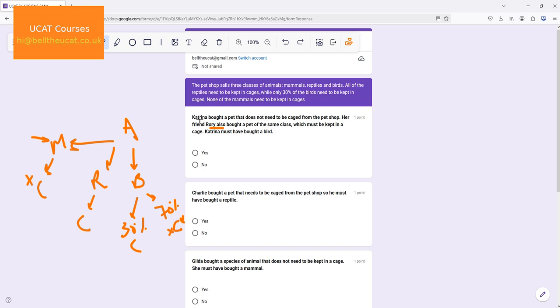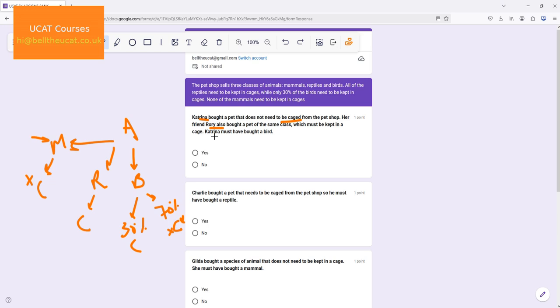He's saying Katrina bought a pet which does not need to be caged, but Rory bought one of the same class. Both of them could have bought a mammal, but none of the mammals need to be caged, so Rory will be disappointed. That can't be caged. So what is a possibility? Only possibility is bird. Katrina must have bought altogether a bird.